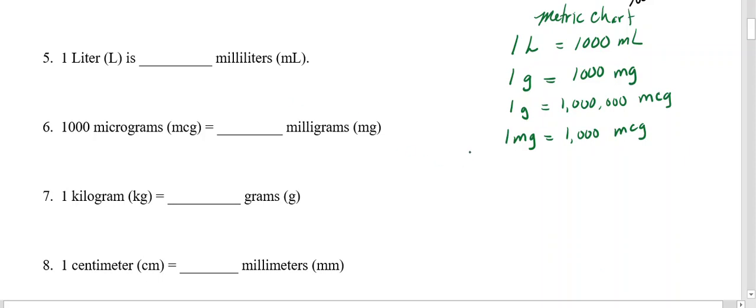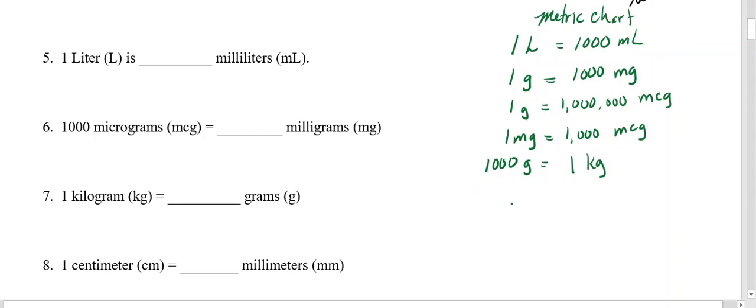And then we have 1,000 grams will equal 1 kilogram. Or we can say 1 kilogram equals 1,000 grams. They go both ways. You can read it backwards and forwards. So that takes care of the most common grams.